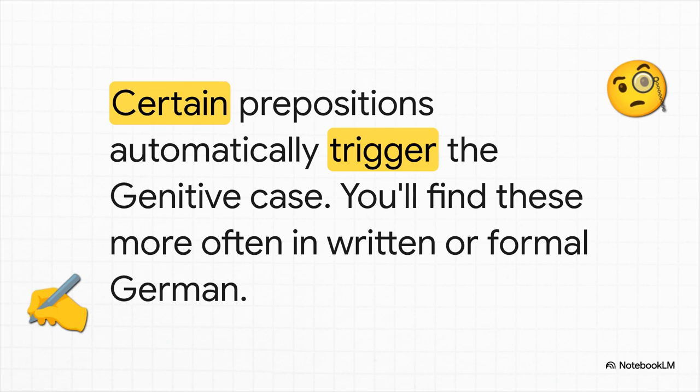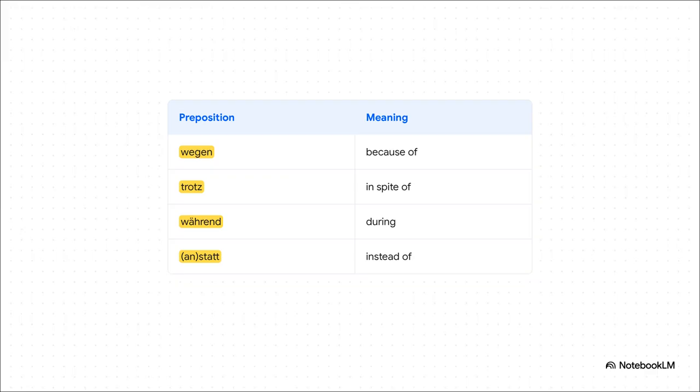Now, just when you think you've got it all figured out, German adds another little layer. But don't worry, this one's pretty logical too. There are certain prepositions that just automatically trigger the genitive case. You're going to find these a lot more often in written or more formal German. Here are some of the most common ones you'll run into. Words like wegen, which means because of, or trotz, in spite of. So if you wanted to say in spite of the rain, you'd say trotz des Regens. The preposition trotz forces der Regen into the genitive. Same thing goes for während, meaning during. Während des Films means during the film.